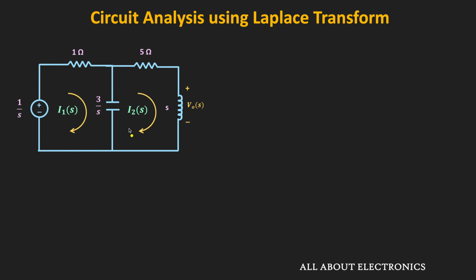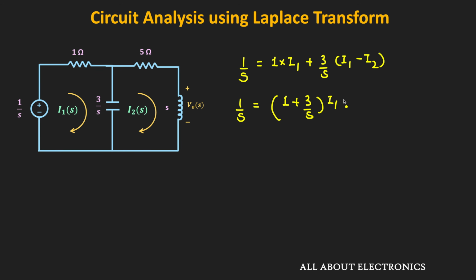So now, if we apply the KVL in the first loop, then we can write it as this 1 divided by S, that is equal to this 1 times I1 plus 3 by S times this (I1 minus I2). Or in other words, this 1 divided by S is equal to (1 plus 3 divided by S) times I1 minus 3 divided by S times I2. So let's say this is our equation number 1.